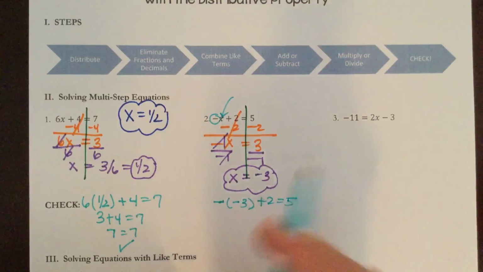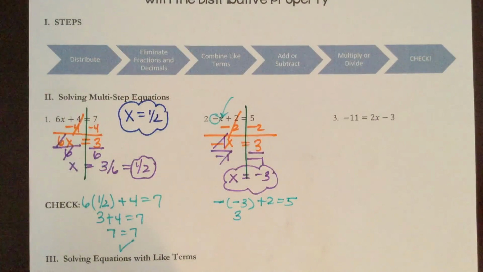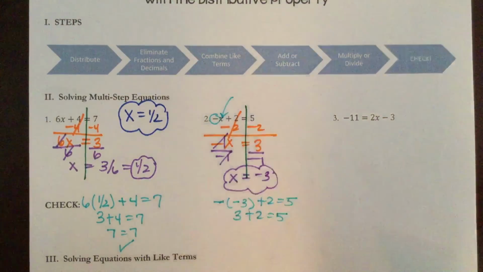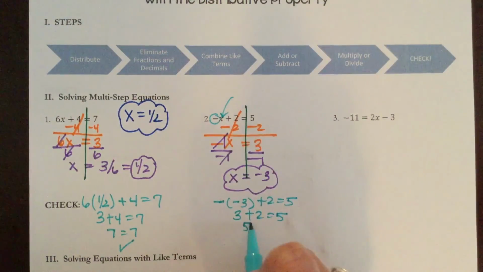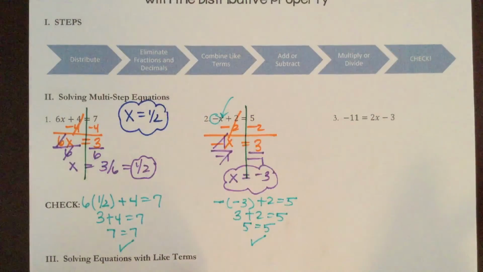Here, -3 becomes +3. I can think of that as -1 times -3 makes +3. Plus 2 should equal 5. And when we check, 3 and 2 does equal 5. And so we are confident that x equals -3 is the solution to this equation.